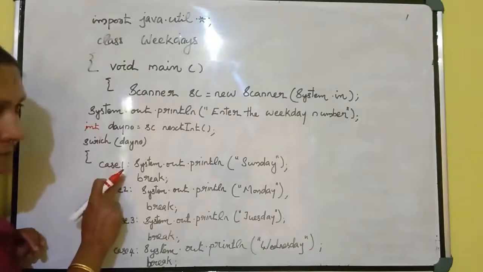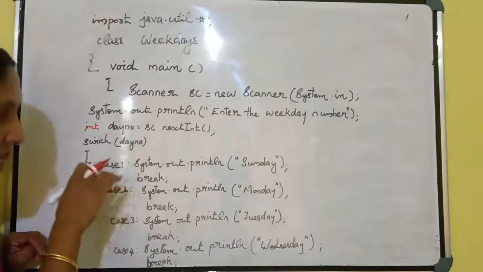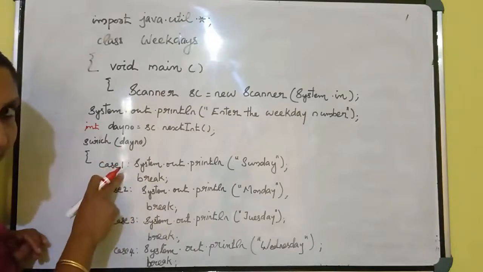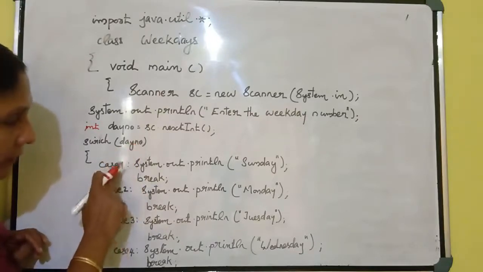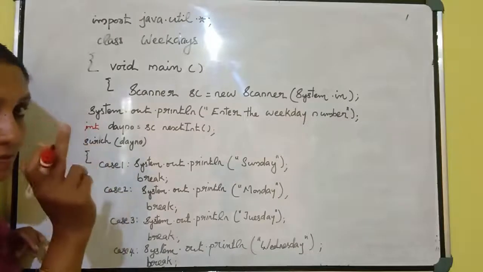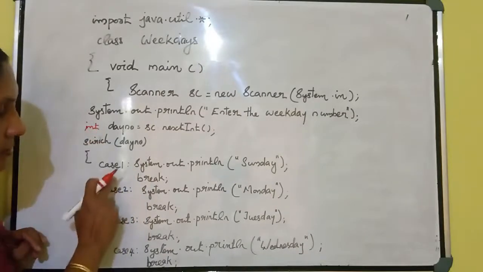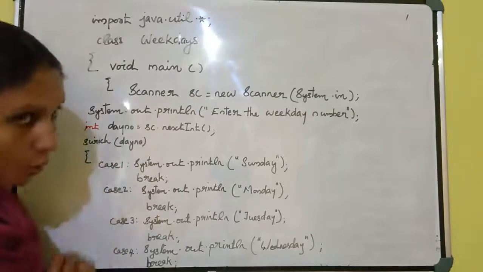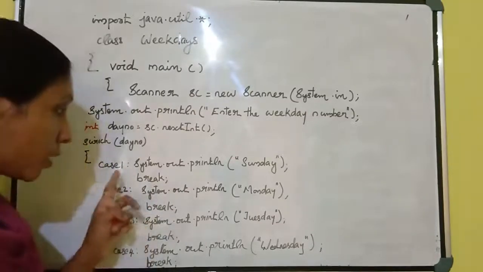First you write case 1. That means the first case value we write here. If it is a character value, we have to write it with single inverted commas, but here it is int type, so just write the number. After that, put one colon.